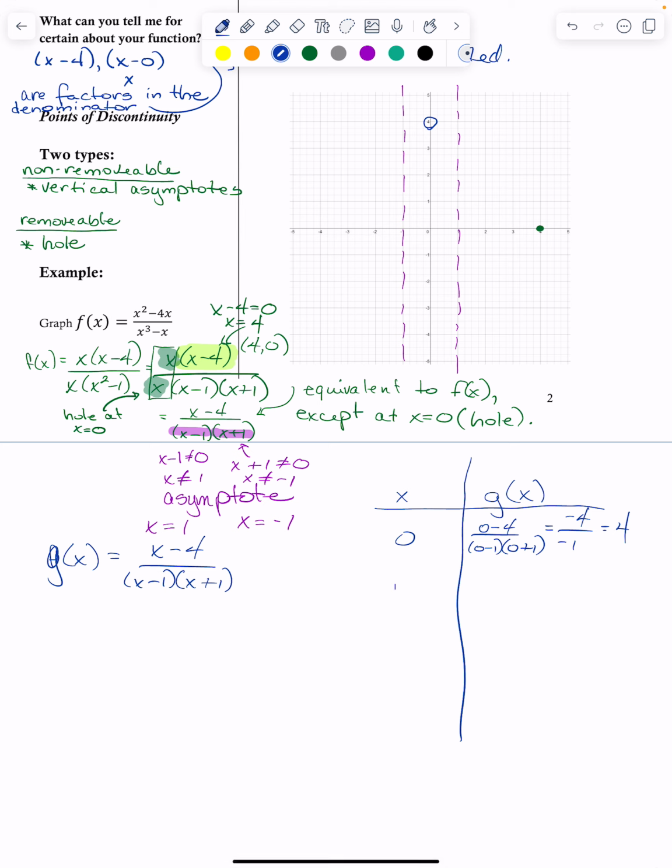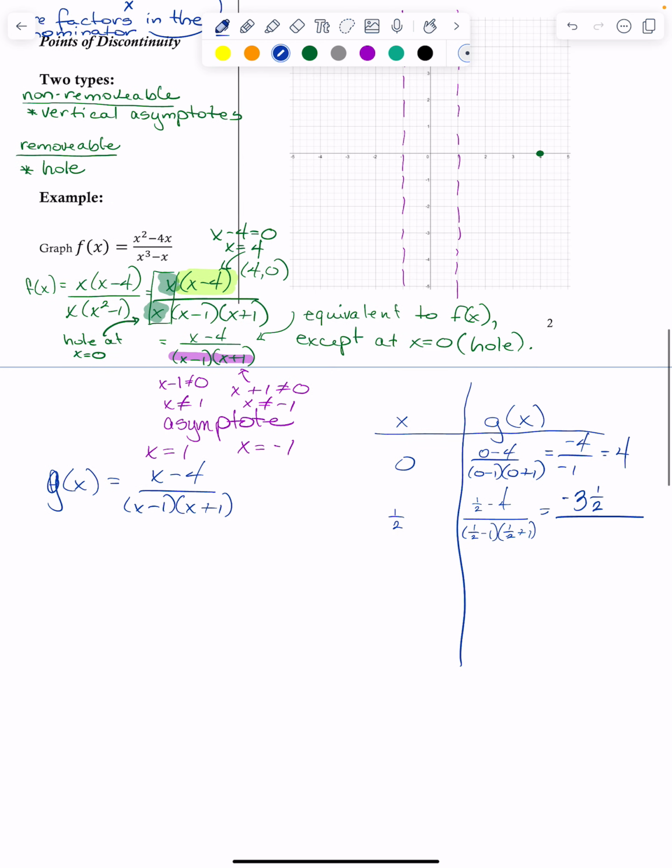I'm going to try +1/2. And then I'm going to do something kind of sneaky here. 1/2 minus 4 is -3.5. In my denominator, 1/2 minus 1 is negative 1/2. 1/2 plus 1 is positive 3/2. I have a negative over a negative. I know this answer is going to end up being positive.